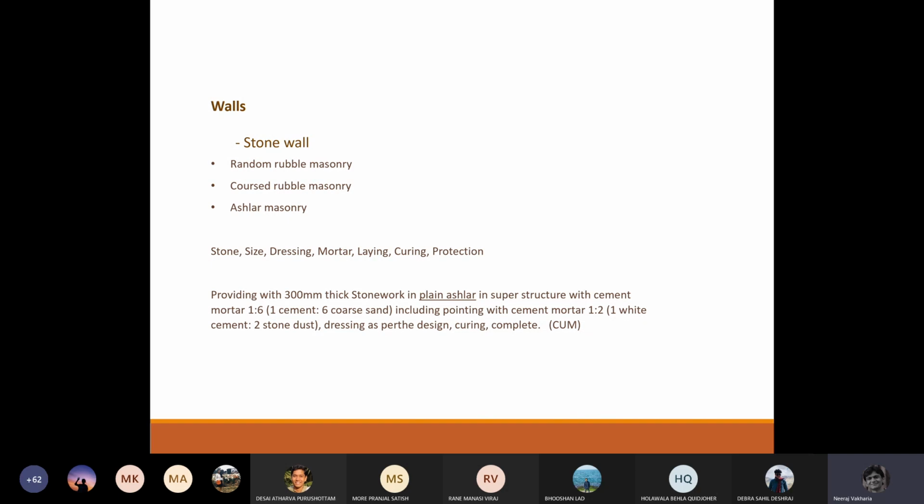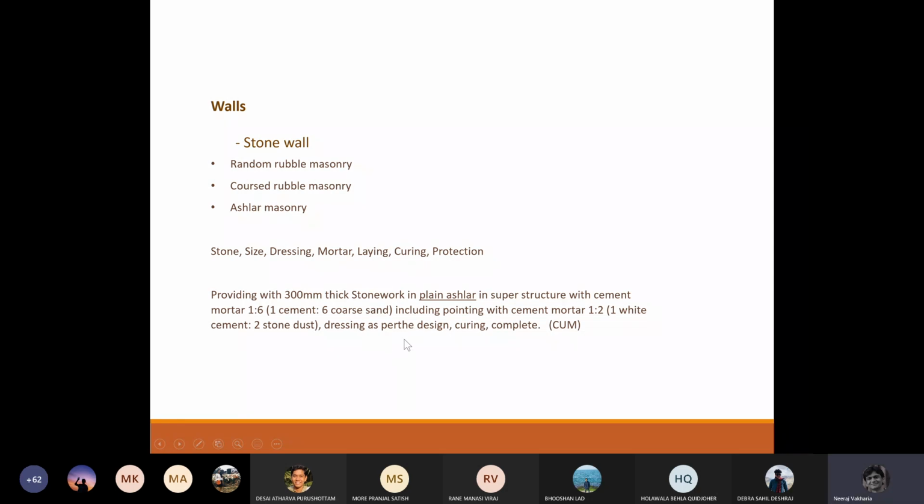Sometimes it is also done using some color pigments. Here, what I have mentioned is that we use stone dust. So the finish which it gives has stone dust, so it matches with our regular stone construction. It can be anything: regular cement mortar, stone dust, or color pigment in white cement to give a particular color. It depends on the design. So, including pointing with cement mortar 1:2, dressing as per the design, curing complete.